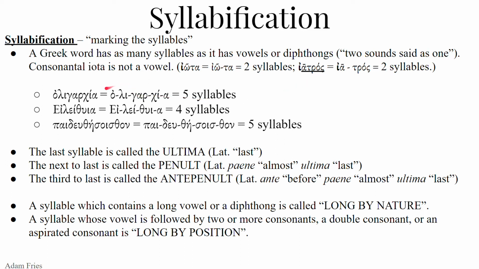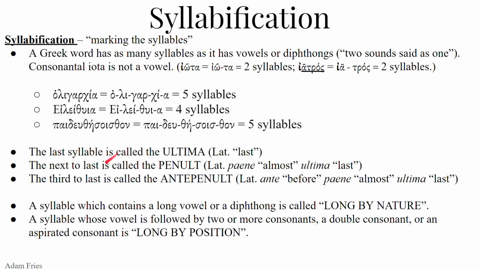So oligarchia: o, li, gar, khi, a. Eleutheria: e, leu, the, ri, a. Paideuete, paideusete: pai, deu, te, sois, ton. So some of these words get a little bit lengthy. Greeks like their itty-bitty little words that are just one letter, and they also love their really, really long words. You'll find that there are few sounds that the Greeks did not like.